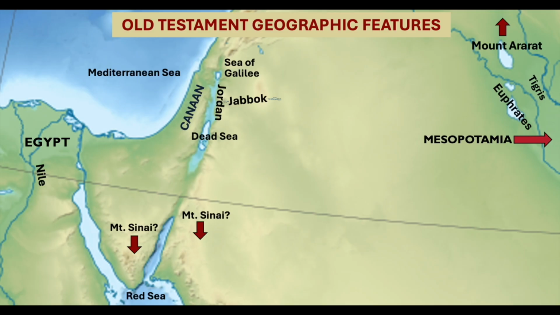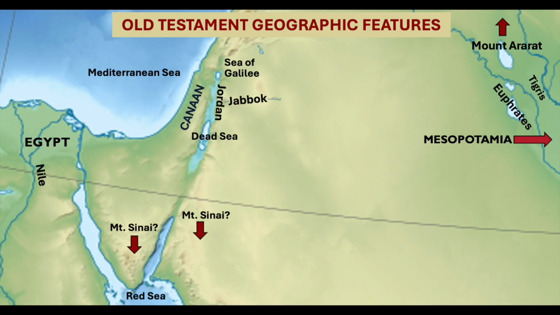I want to close this lesson by looking at a map with some basic features of the Old Testament world. In this course, we'll be looking at maps frequently, so each one of them will be tailored to the lesson that it's attached to. All right, let's start with this map of the Old Testament geographic features. These are some general places that you will encounter, especially in the early parts of the Old Testament.